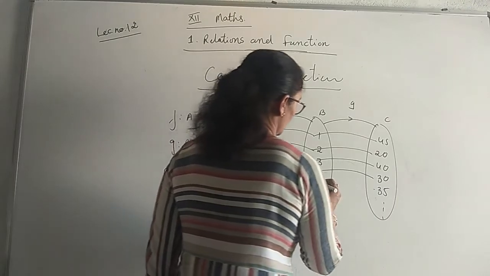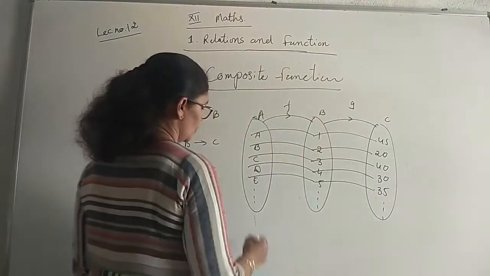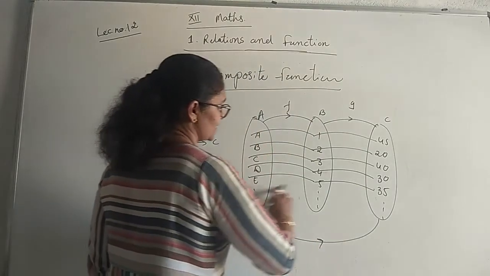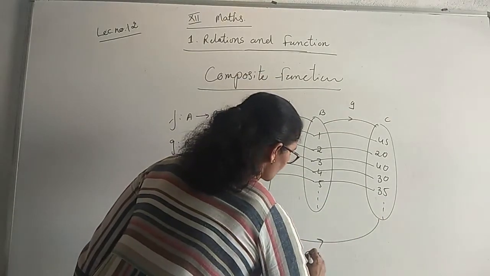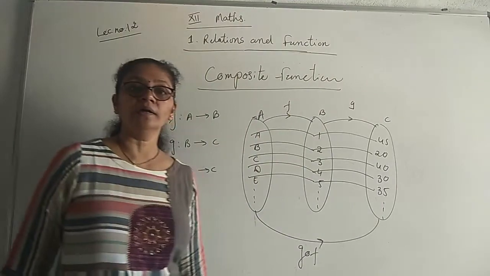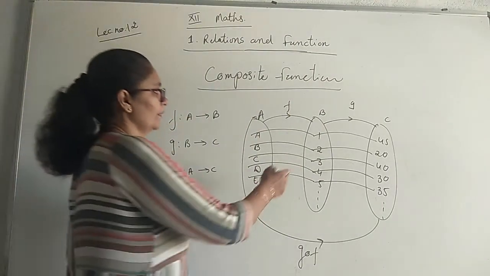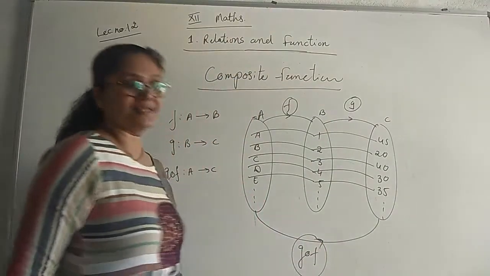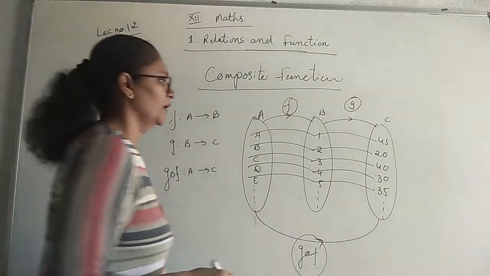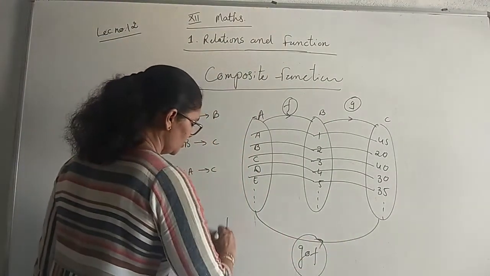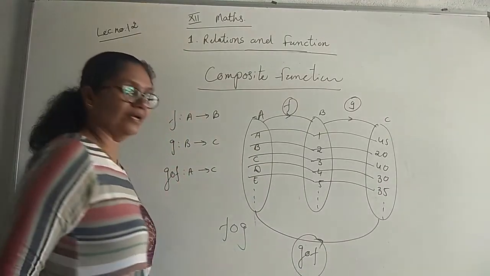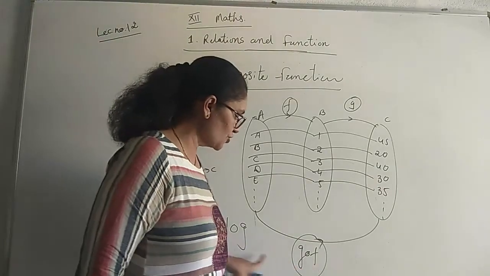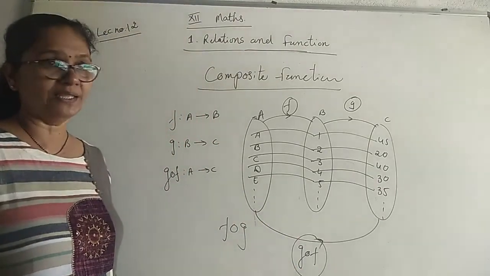Roll number 5, marks is 35. So this function, which I mentioned directly with A, B, C, D, E, is called your g o f. It means I have combined functions f and g, and it is written as g o f. How have I written g o f? That way you can write f o g also. But where this function exists, that is the main thing.